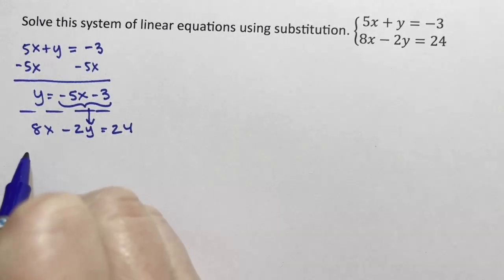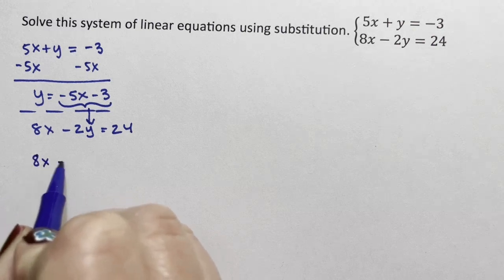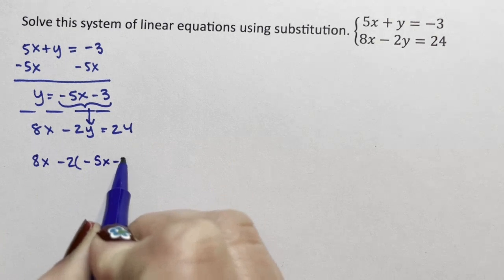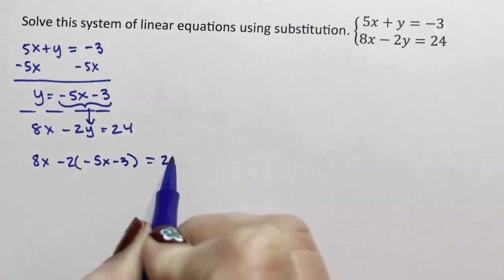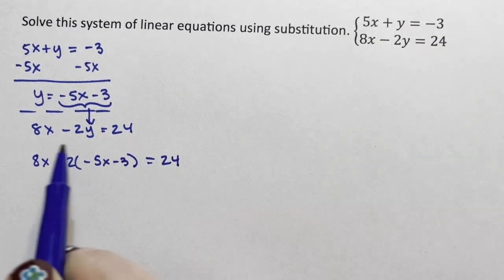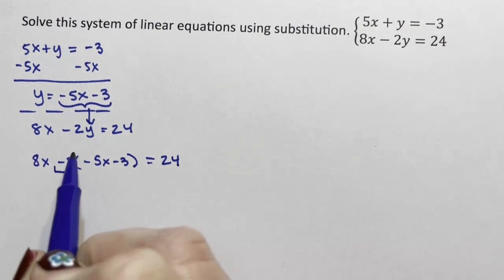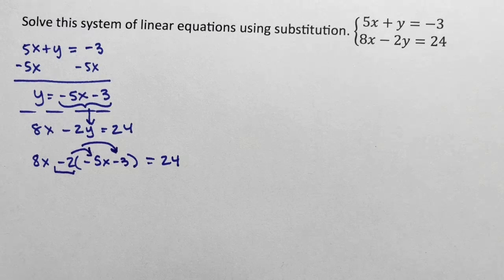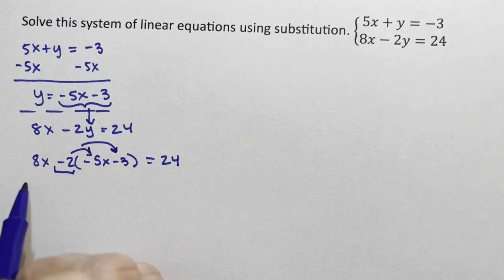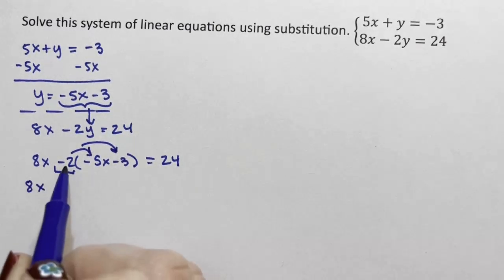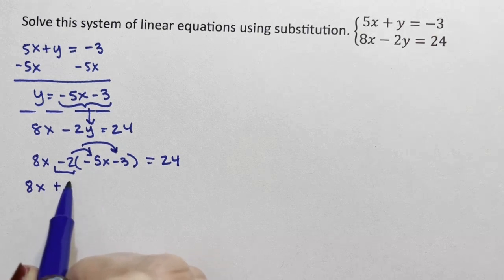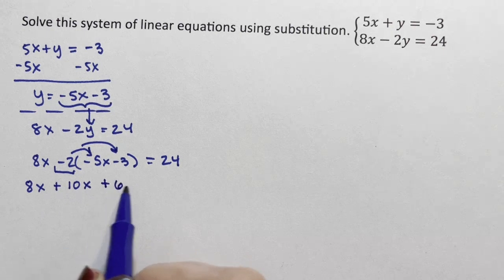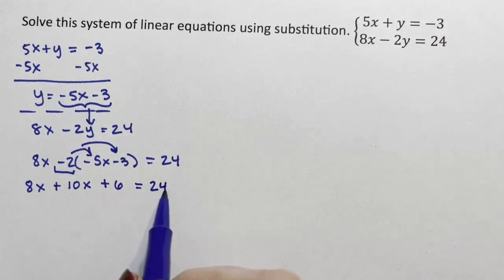So we have 8x minus 2 times, and I put in this negative 5x minus 3, equaling 24. Now when I distribute this, I make sure I'm distributing all of the negative and the 2, not just the 2. That negative comes along with it. So I have 8x, negative 2 times negative 5 is plus 10x, negative 2 times negative 3 is plus 6, equals 24.